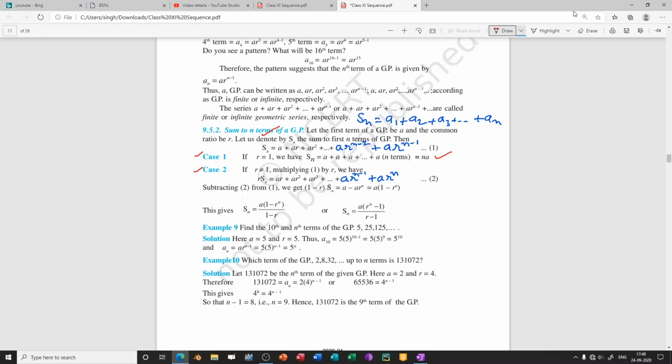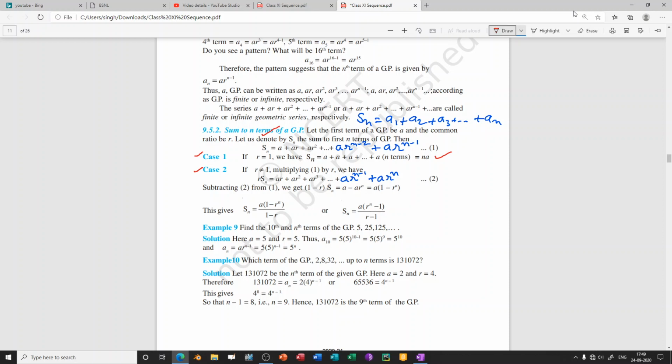In that case, what we'll do, we'll multiply equation number 1 on both sides by r. So what we'll be getting is r Sn equals ar plus ar square plus ar cube plus so on plus ar raised to n minus 1. This is the second last term, plus a into r raised to n.